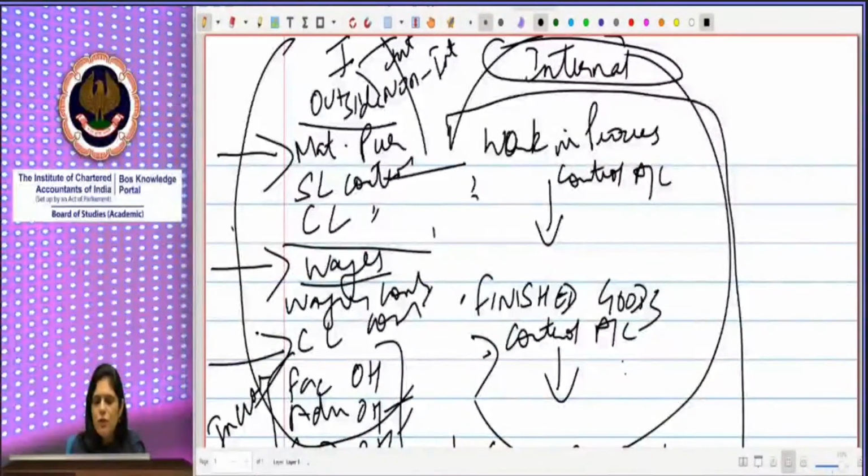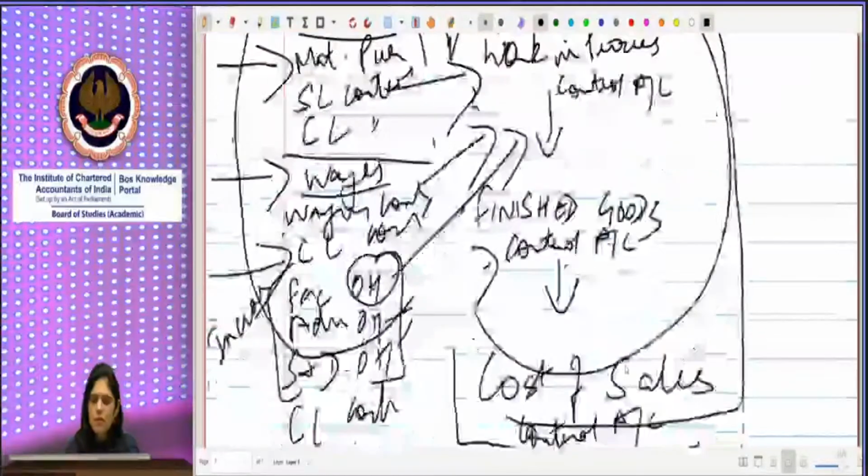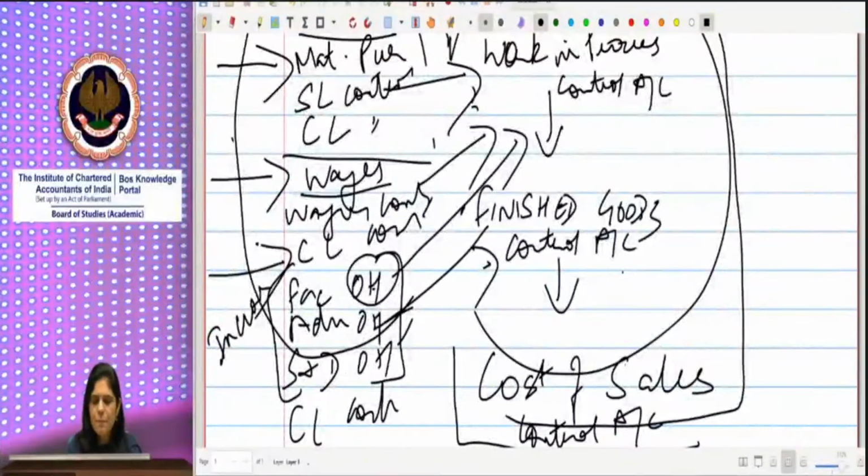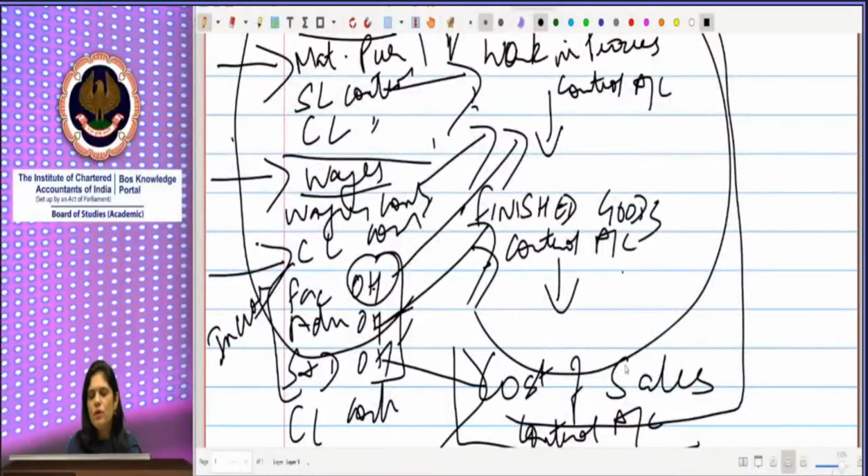So material will go to WIP, wages will go to WIP, factory overhead will go to WIP, admin overhead will go to finished goods, selling and distribution will go to cost of sales. Exactly the format of the cost sheet. Just remember the format of the cost sheet. Clear? In the cost sheet, what happens? We add the factory overheads to the works cost. We add the office and administration to the finished goods. We add the selling and distribution at the cost of sales level. Clear? So the same format we have to use.